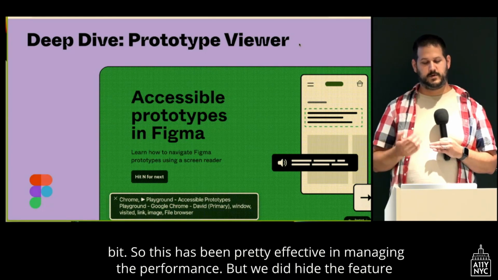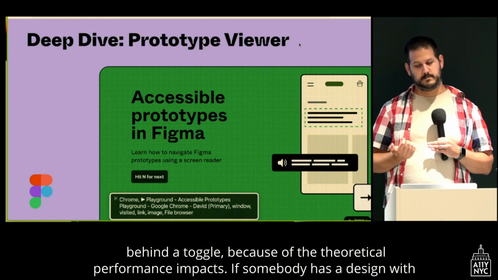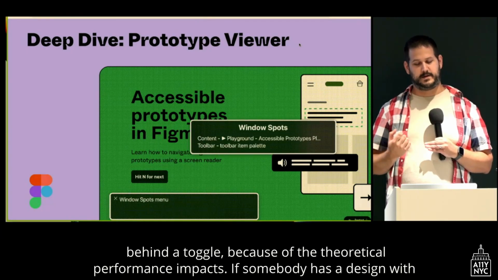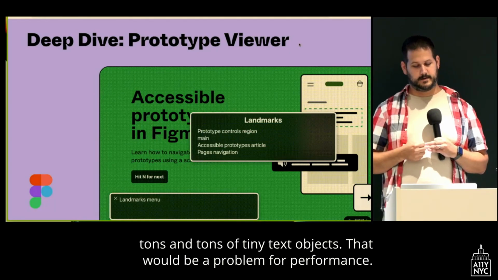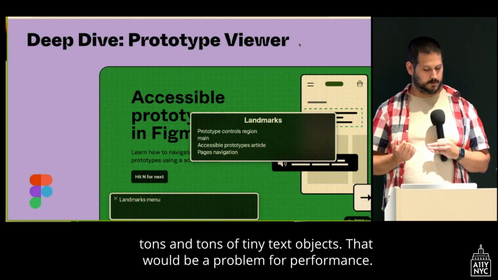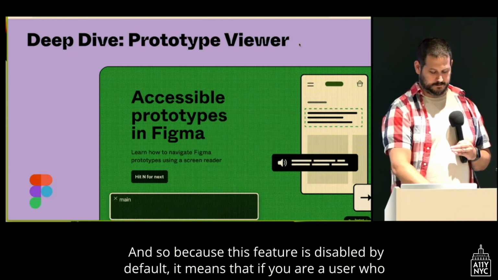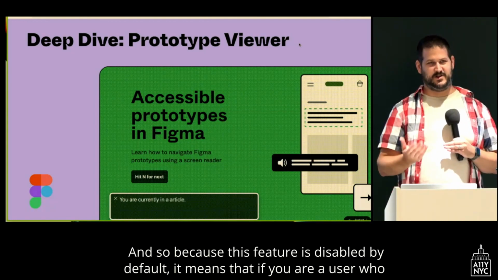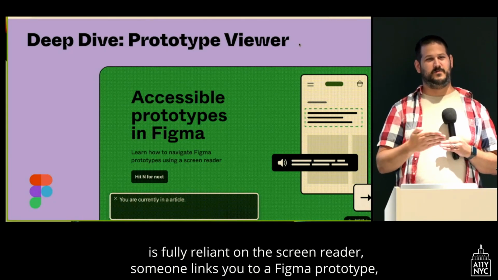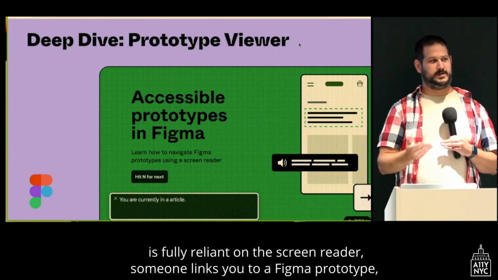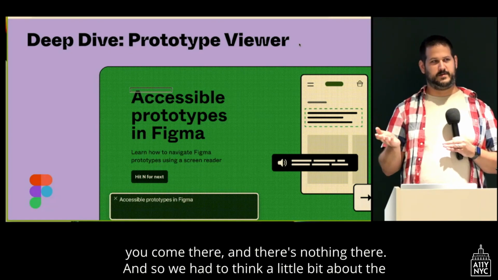But we did hide the feature behind a toggle because of the theoretical performance impacts. What if somebody has a design with just tons and tons of tiny text objects? That would be a problem for performance. And because this feature is disabled by default, it means that if you are a user who's fully reliant on the screen reader, someone links you to a Figma prototype, you come there and then there's nothing there.